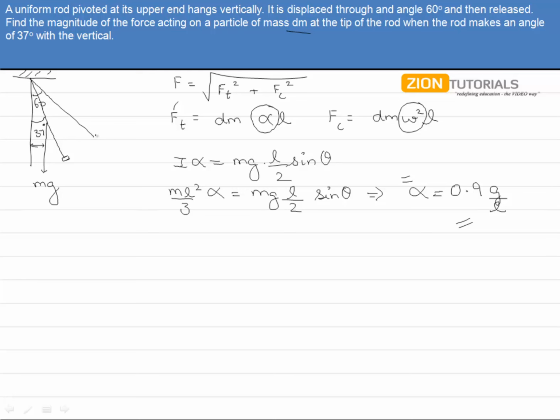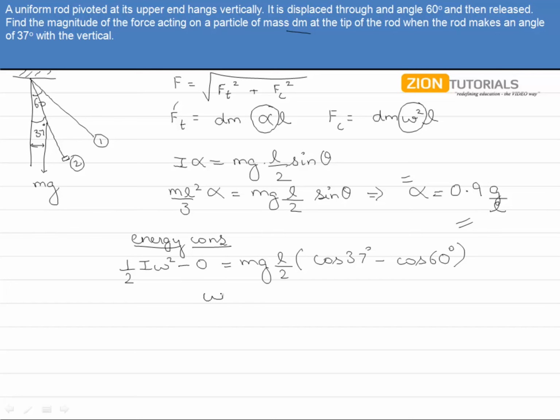Now we can take the situation between points A and B, that is 1 and 2, when it was at 60 degrees and 37 degrees respectively, and apply energy conservation between the two points. The change in kinetic energy, half I omega squared minus 0, equals the change in potential energy, which is mg times L by 2 times (cos 37 degrees minus cos 60 degrees), giving omega squared equal to 9g by 10L, or 0.9 g by L.